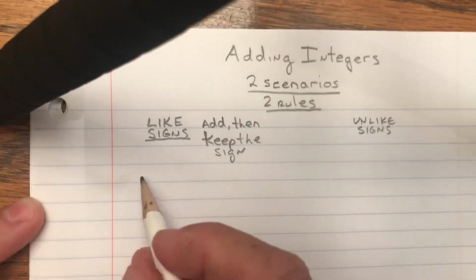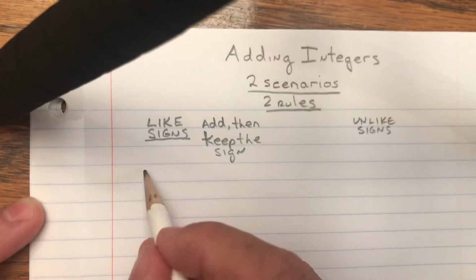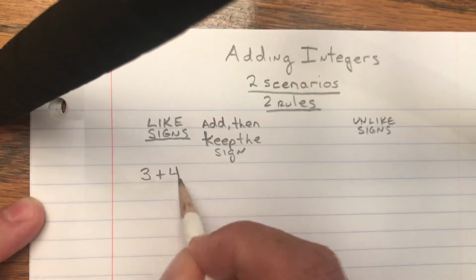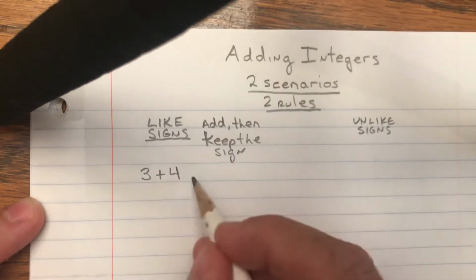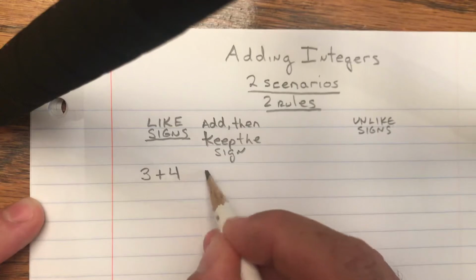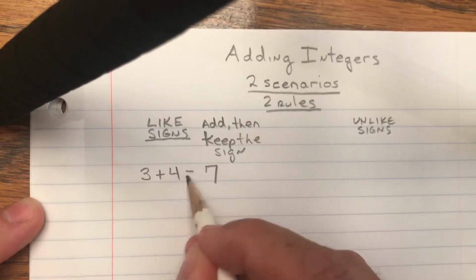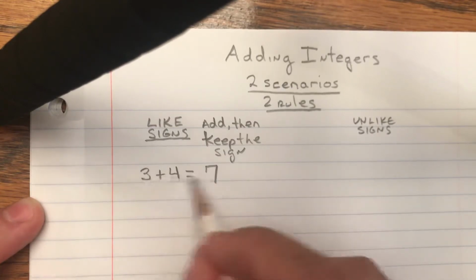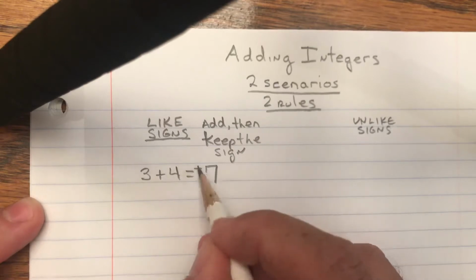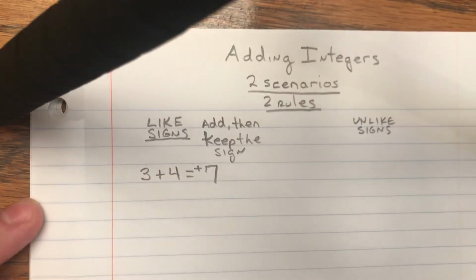One is fairly obvious because you've been doing this for quite some time, or quite a number of years anyway. 3 plus 4. These are two positive numbers, so all you're going to do is add them and keep the sign. Okay, these two numbers are positive, so this answer stays positive. No, you do not have to put the positive sign there if you were going to ask.